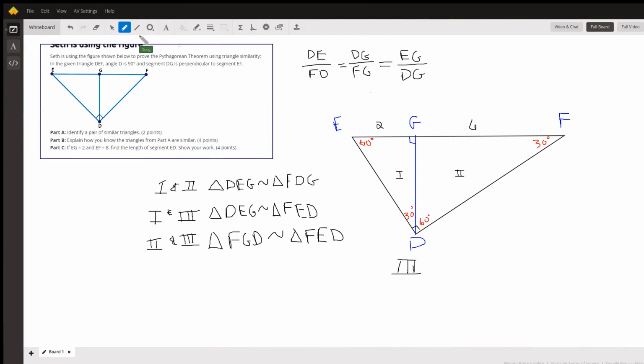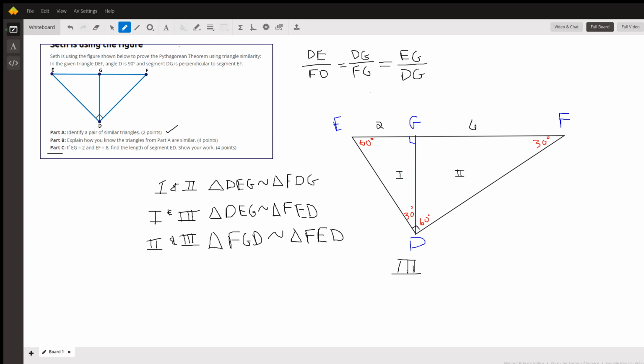Okay, all this video is going to do is give you a suggestion on how to determine this. I'll let you try to figure out part C after you've seen what that technique is. So when you have a right triangle and then a hypotenuse, then an altitude drawn from the right angle perpendicular to the hypotenuse of the big triangle, you actually have three pairs of similar triangles.